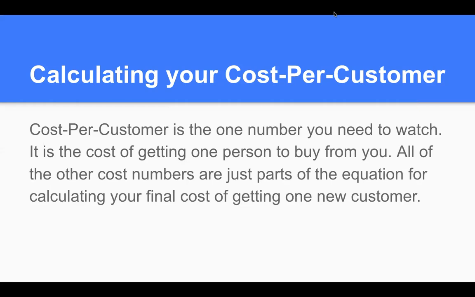You get a customer. So $20 can lead you to get at most one customer, and you might get other customers who need other phones. So how do you calculate your cost per customer? It is the one number you need to watch. It is the cost of getting one person to buy from you. So the target has to be many, but you have to get to that one person who wants to buy from you.